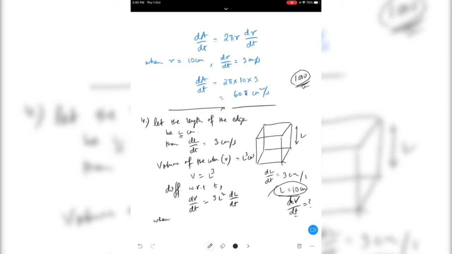Now next thing, we have to find dV/dt with all the values we know. When L is equal to 10 centimeter, put those values. Therefore dV/dt is equal to 3 into 10 square into dL/dt, which is 3. That is 900 centimeter cube per second. Everyone clear? Understood?